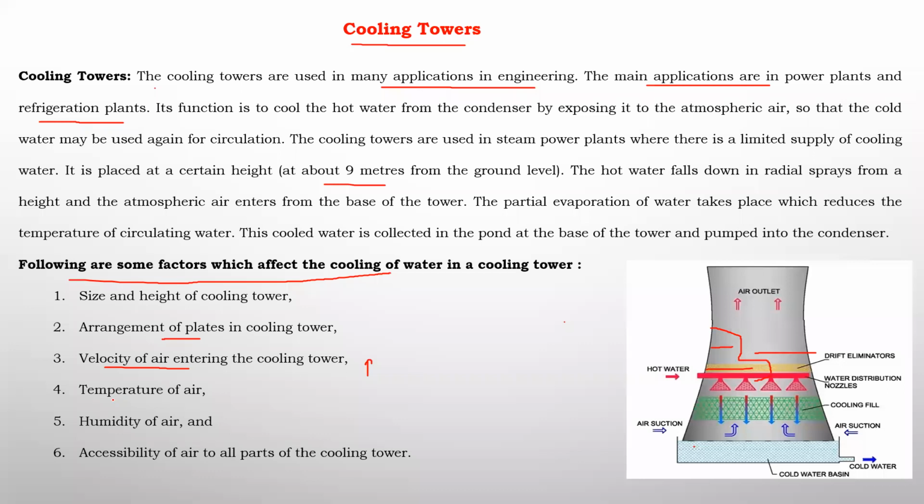And the next one is the temperature of the air. If the temperature of air increases, automatically the cooling rate falls down, because cold air, low temperature air, if we send it, gains more heat. If we send high heat air, it gains less heat inside the cooling tower. That's why we need to send less temperature air inside the cooling tower to extract more amount of heat from the water which comes from the condenser.